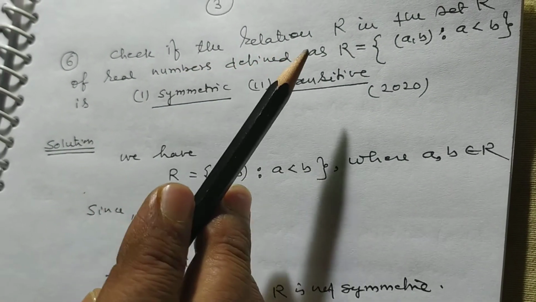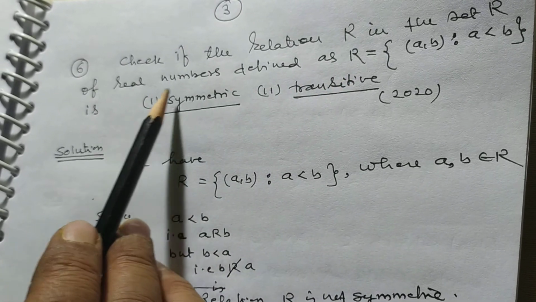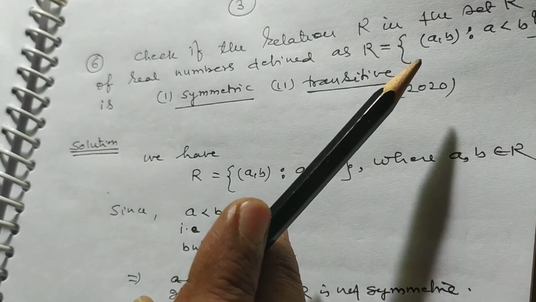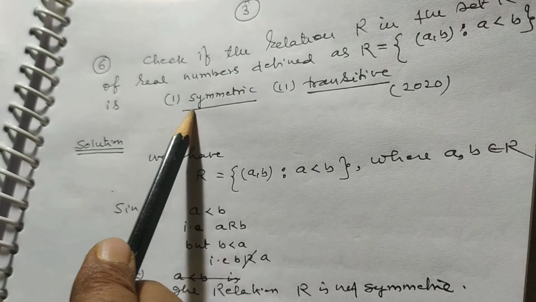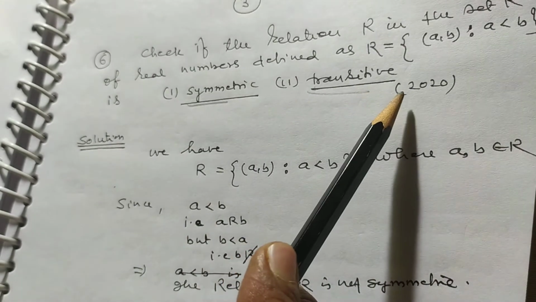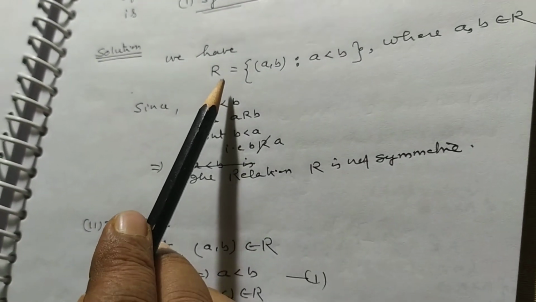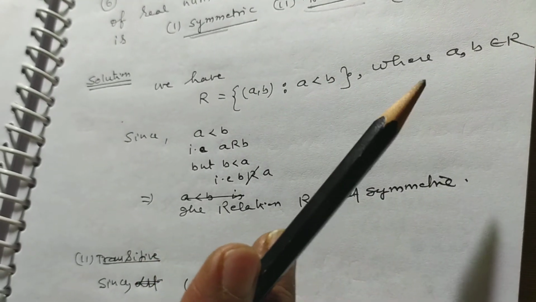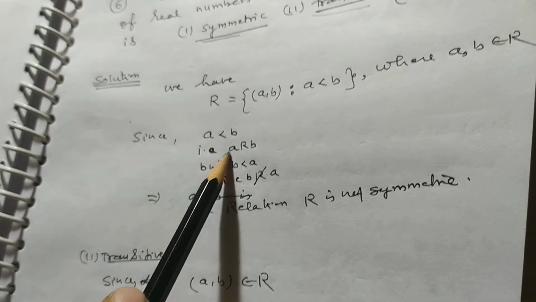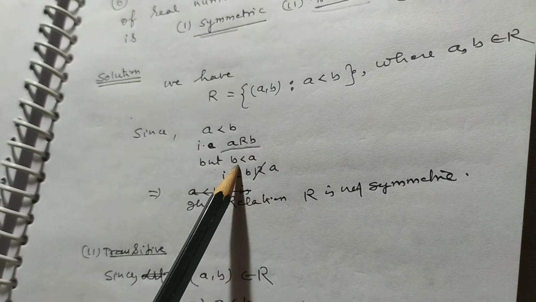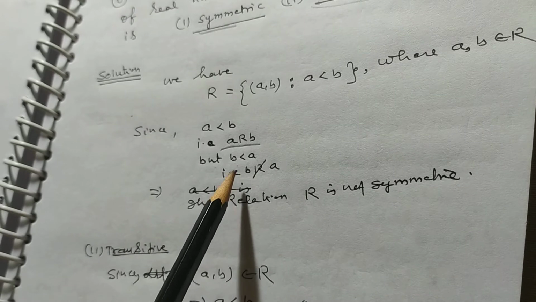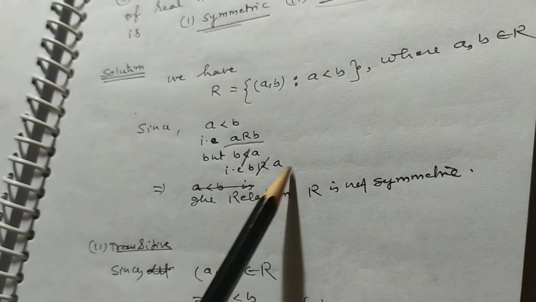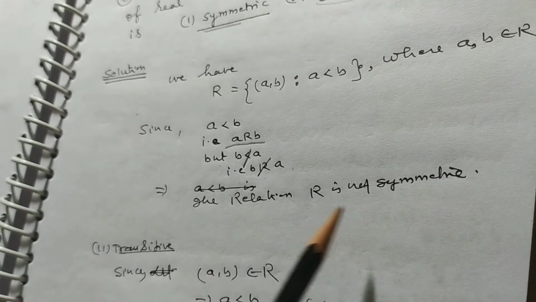Check if the relation R in the set of real numbers defined as R is the collection of ordered pairs (a, b) such that a less than b is symmetric, transitive, and it is from 2020. We have relation R, (a, b) such that a less than b, where a, b belong to real numbers. Since a less than b, then a is related to b. But b is not less than a, that is, b is not related to a. So the relation R is not symmetric.